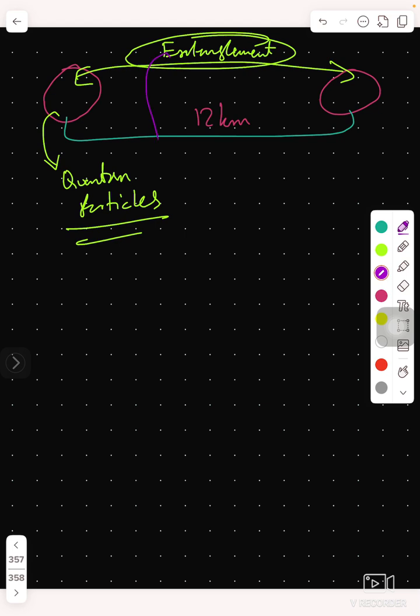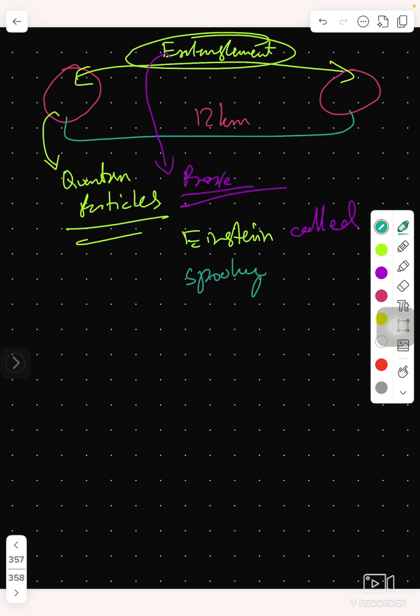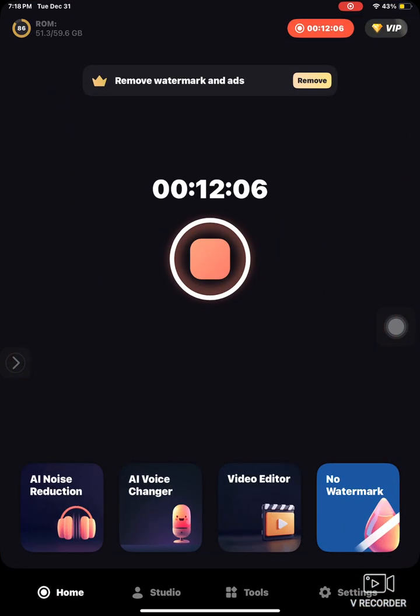And this actually proved entanglement, which Einstein called the famous spooky action at a distance. Spooky action at a distance. Yeah. Thank you. That's it.